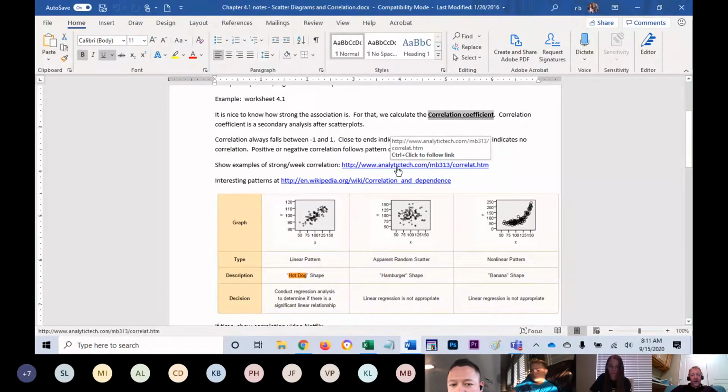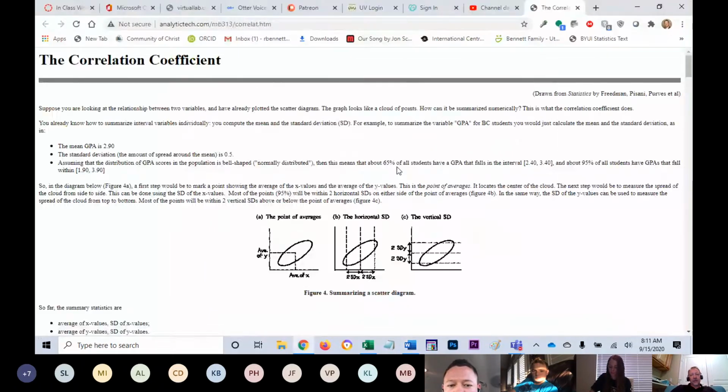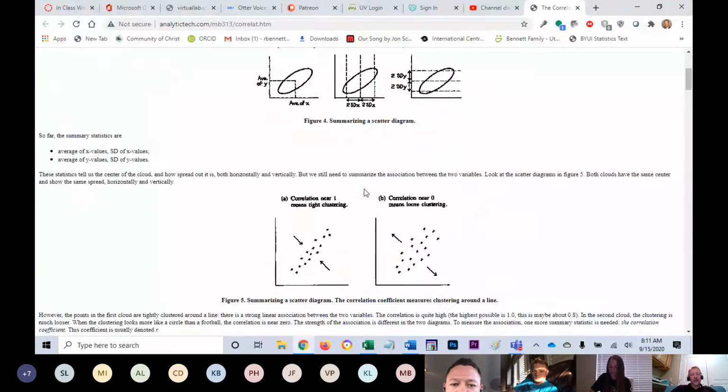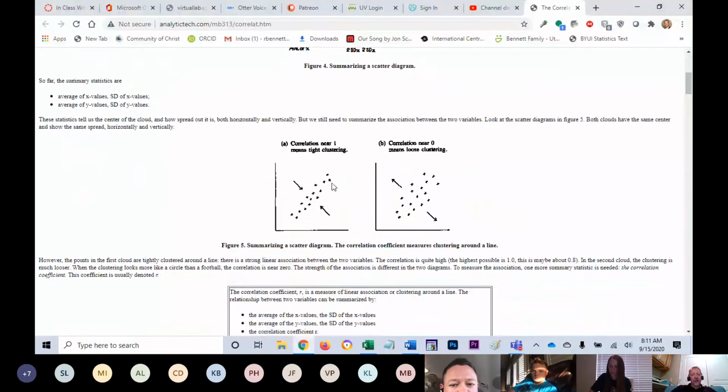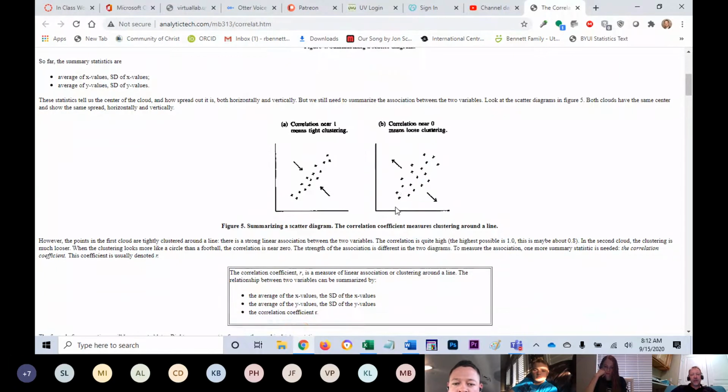Now, let me show you guys a couple of websites here. This talks a little bit about the correlation coefficient, but the idea here is we're trying to determine how close the dots are together. So this would be an example of a positive correlation. It goes from low to high. If it went from high to low, that would be what we would call a negative correlation. So we're trying to see how spread out the dots are.